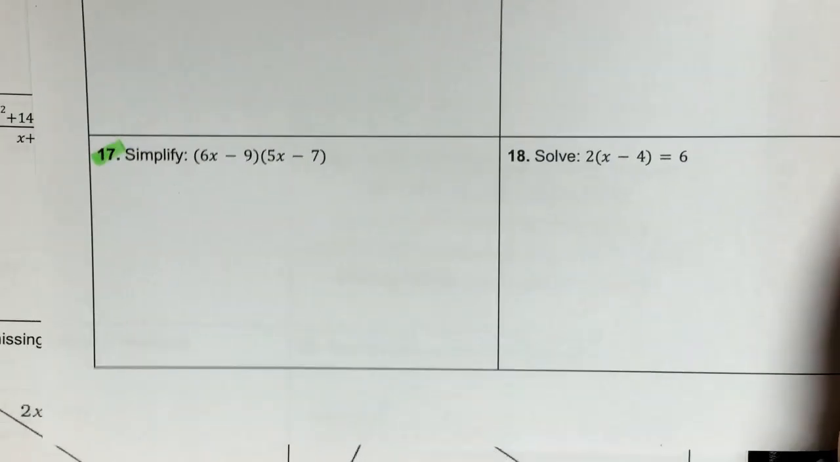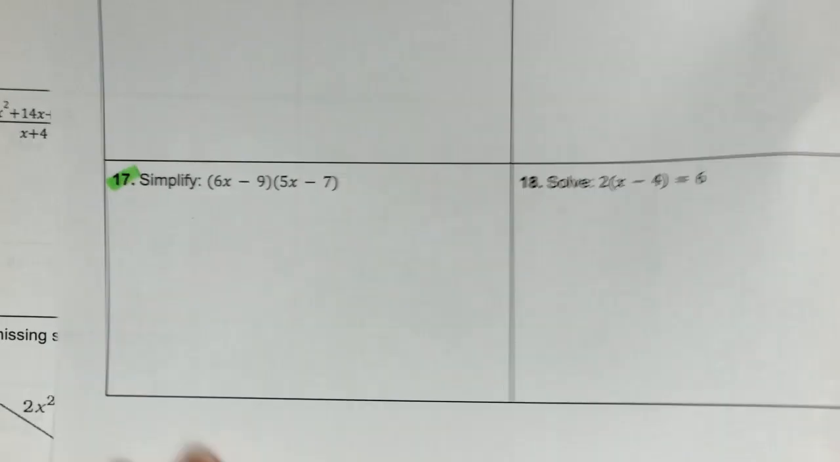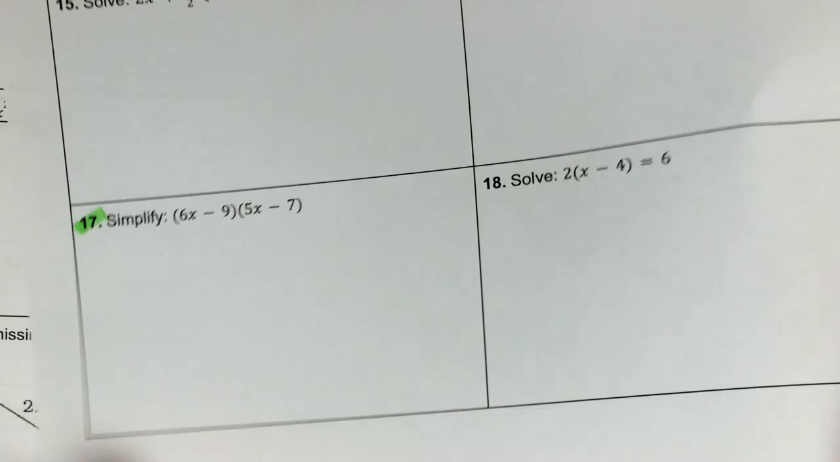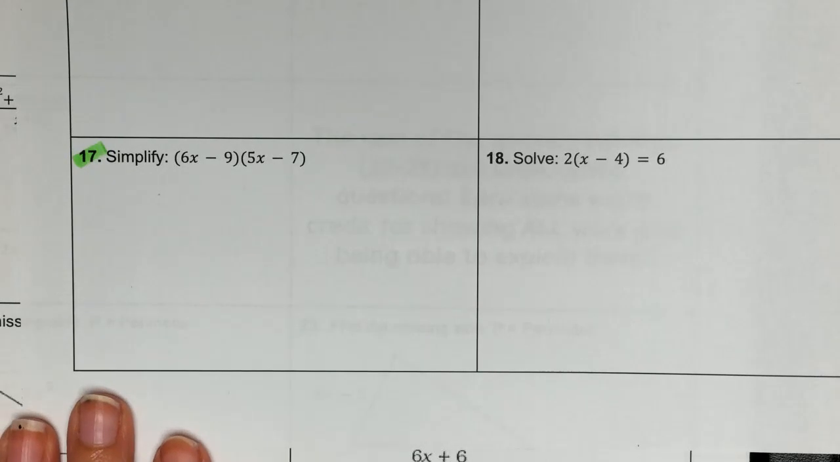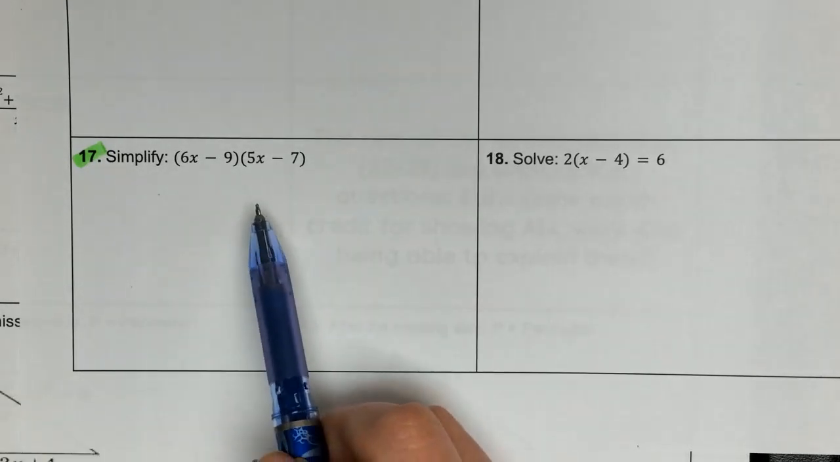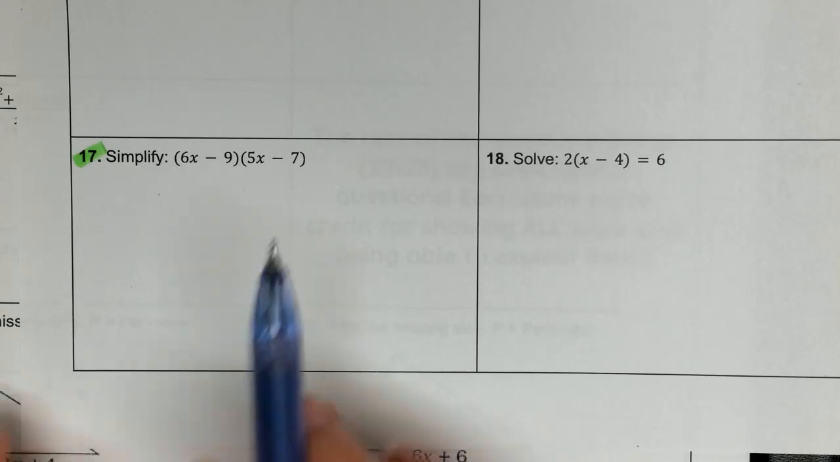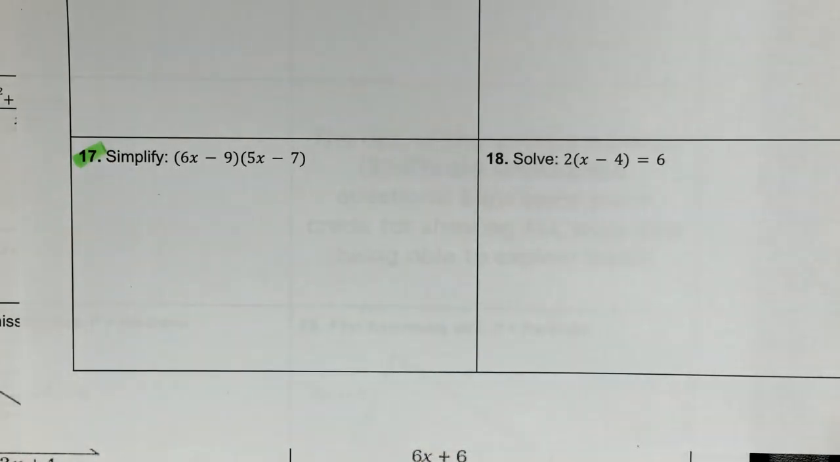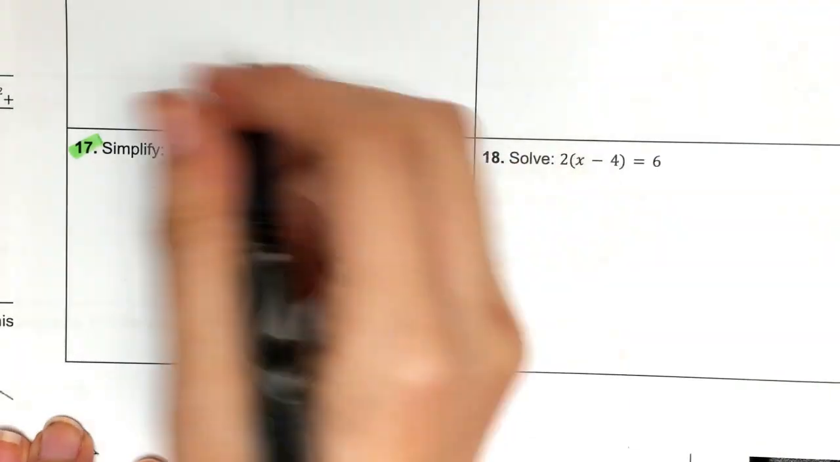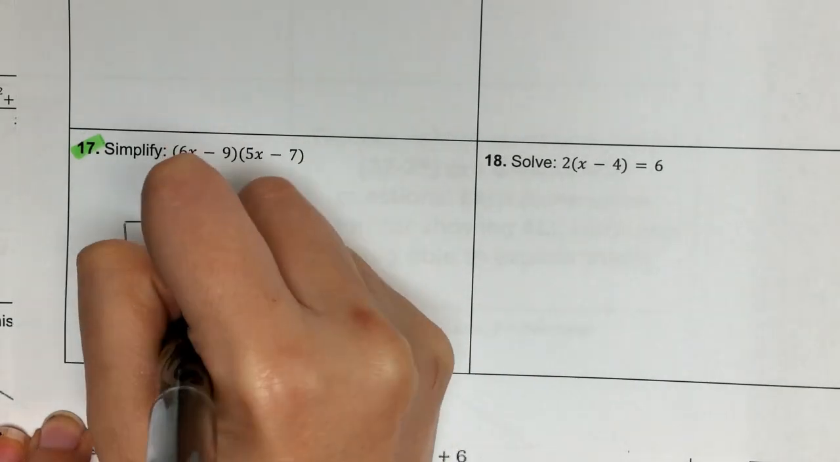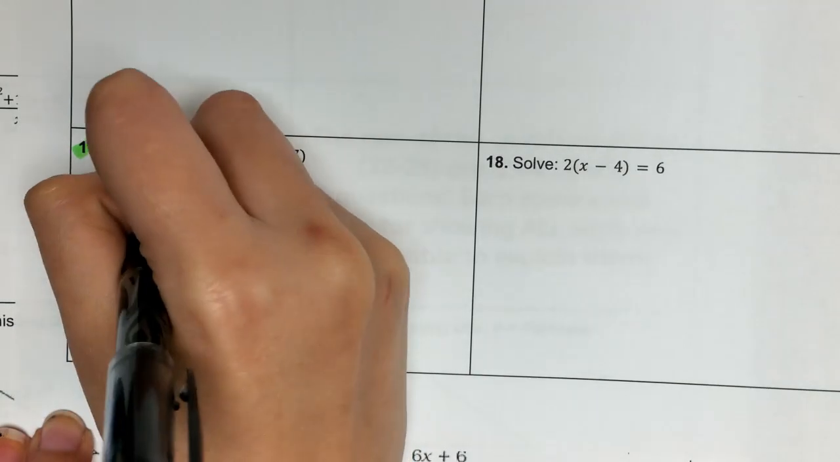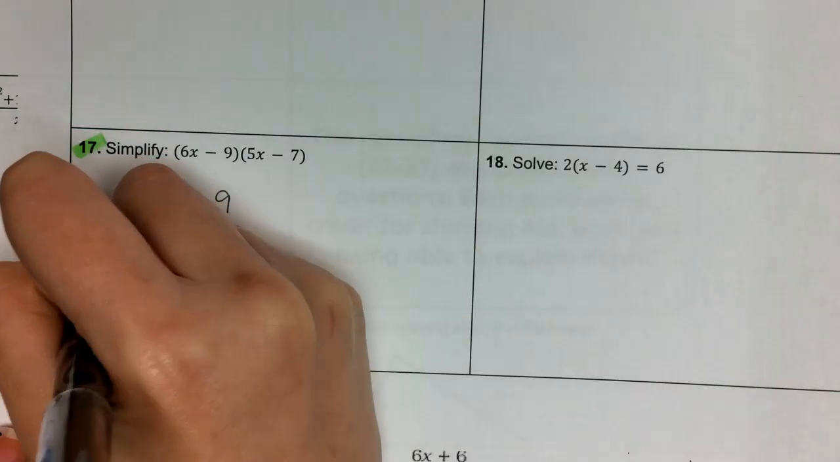Your next multiply problem that is on your review is problem 17. On problem 17, you have to multiply the binomial 6x minus 9 times the binomial 5x minus 7. So you can use double distribution, you can use the box method, whichever you prefer. I'm going to use the box method this time. So 6x minus 9, 5x minus 7.